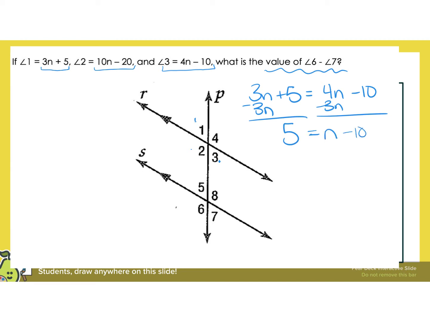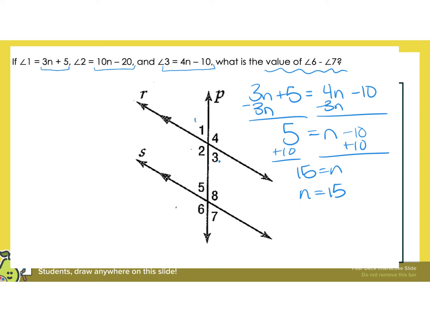I need to get rid of this minus 10. So I'm going to add 10 on both sides. So 15 equals n. A lot of students don't like when it looks like this, so flip it around if you need to. Not the question, though. They want angle 6 and angle 7. So I need to figure out the angles that I do know.